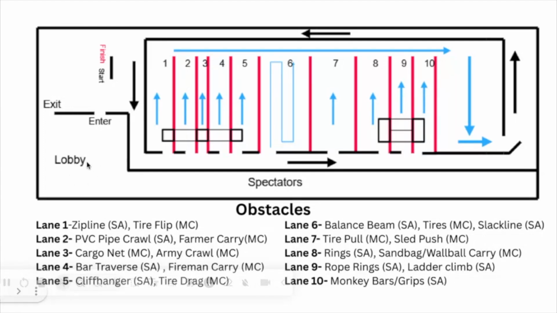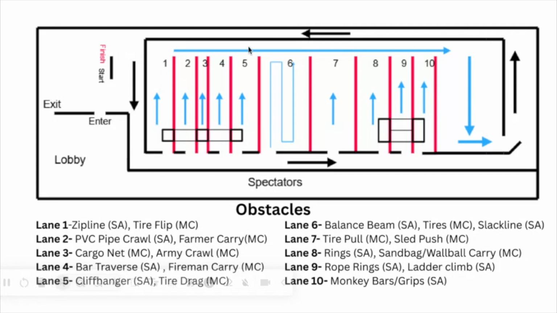Upon coming into the lobby, you will see we have an entrance and an exit. When you are ready to run, you will line up here at the entrance and they will call you up 2 at a time to start the race. Upon starting the race, you come into the course, go down, around, passing the first set of obstacles, go all the way up, over, back down, and then you can enter into lane number 1. Lane number 1 is going to be zipline and tire flip.